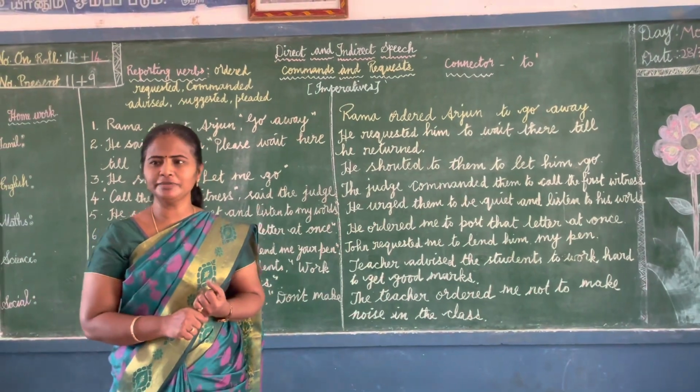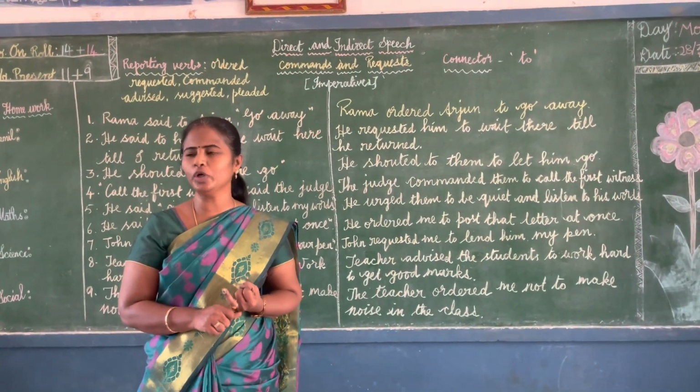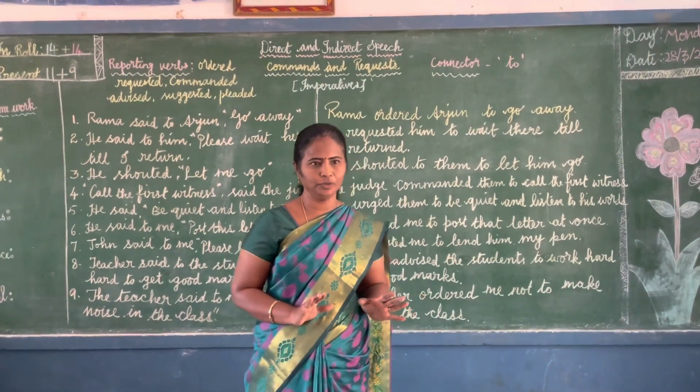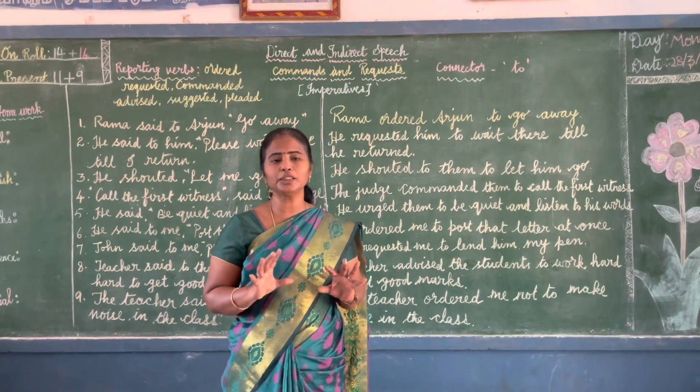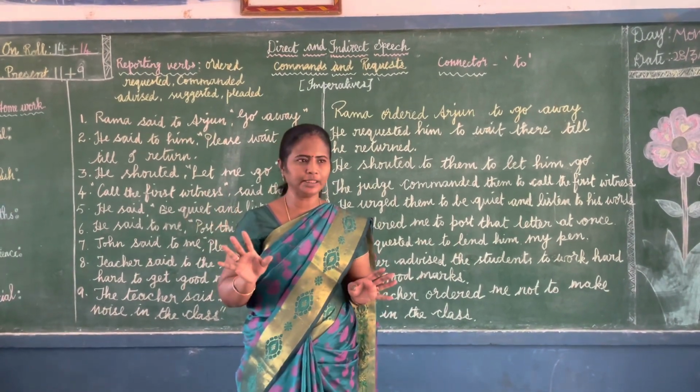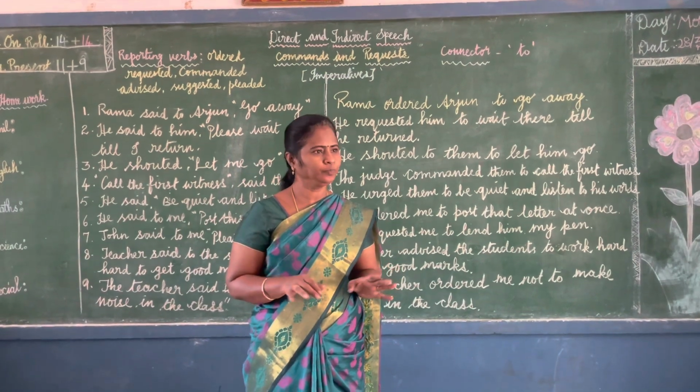If it is a positive sentence, we are adding the conjunction "to". If it is a negative sentence, we are adding "not to". That's all. Okay. And then according to the sentence, you have to write the reporting verbs. Okay, is everything clear for all of you? Yes, miss.